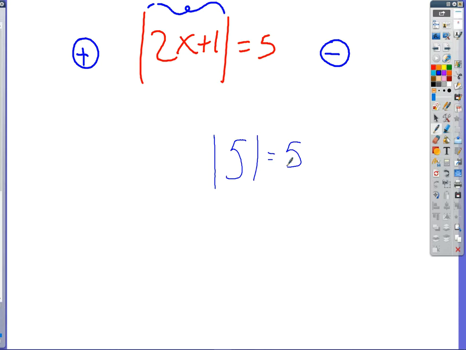Absolute value is asking you how far a number is from 0. How far is 5 from 0? 5. Therefore, the absolute value of positive 5 is 5. It's 5 spaces away from 0. Mia, what is the absolute value of negative 5? 5. It is also 5, because negative 5 is 5 spaces away from 0 on the number line.